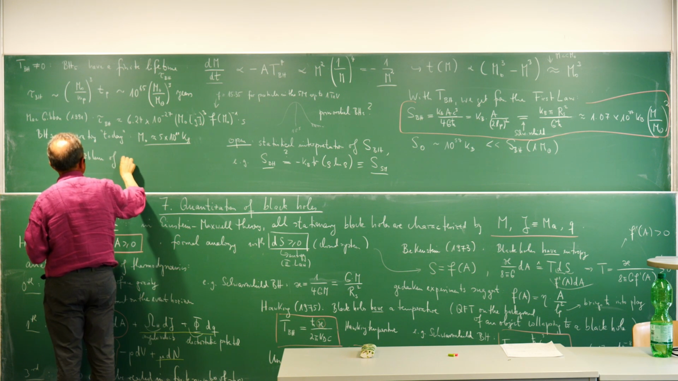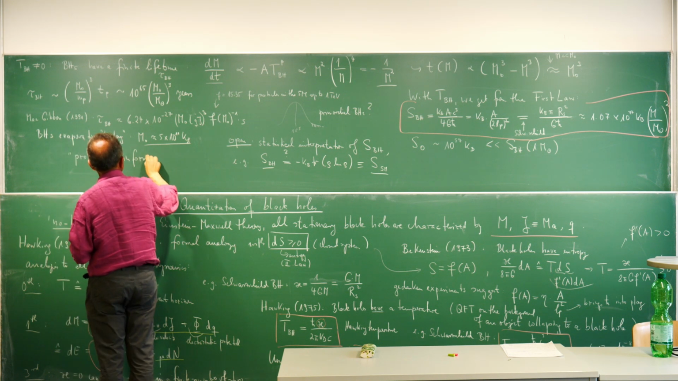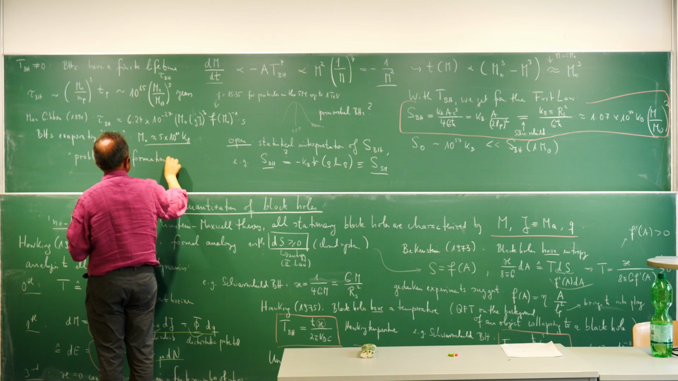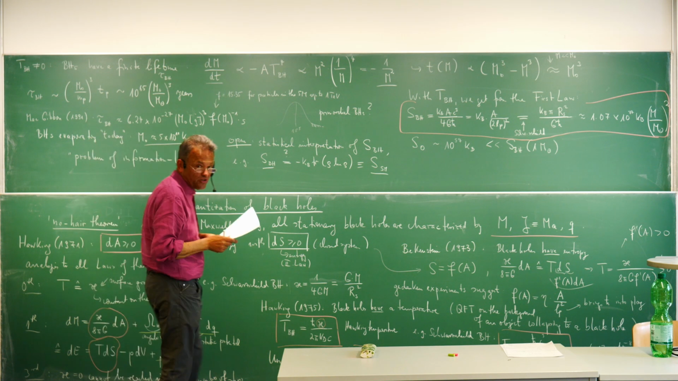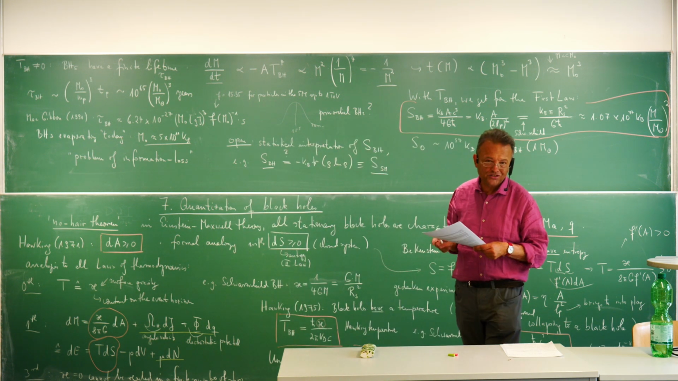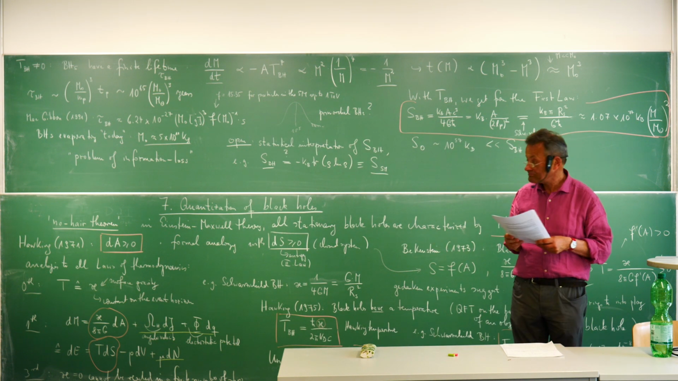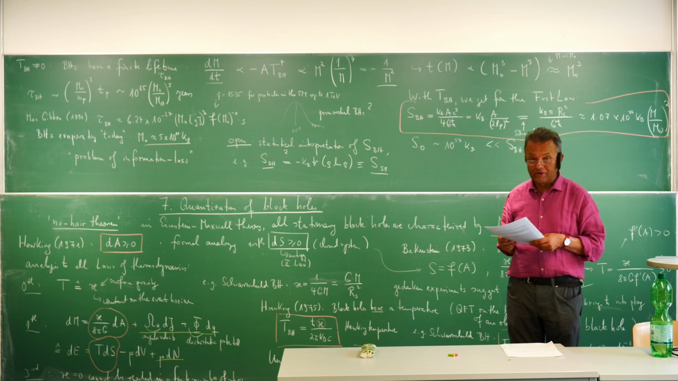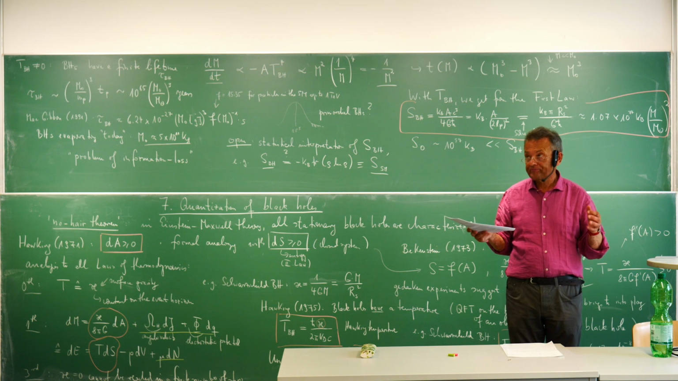Problem of information loss. Sometimes it's called the information loss paradox, but it's like the twin paradox. It's maybe a bit too much. It's a problem. And what is that information loss?